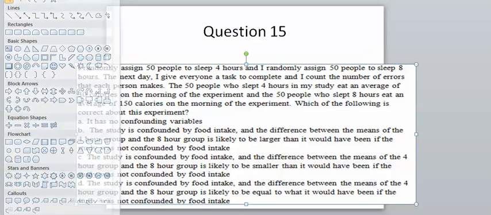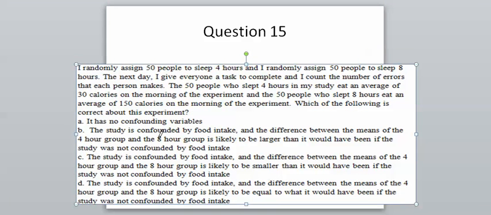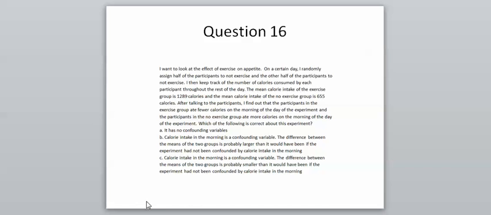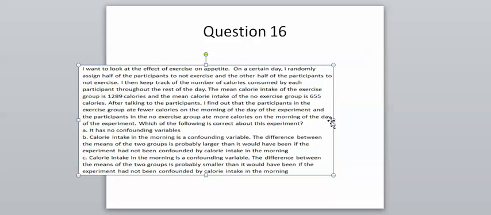So studies confounded by food intake, and the difference in performance between the two conditions is likely to be larger than it would have been otherwise. Now I'm back to that study on exercise and appetite.